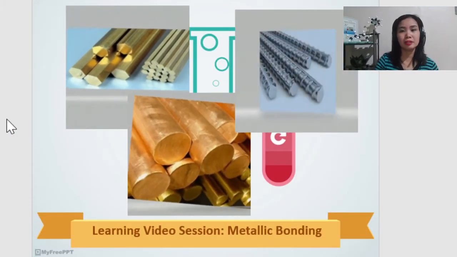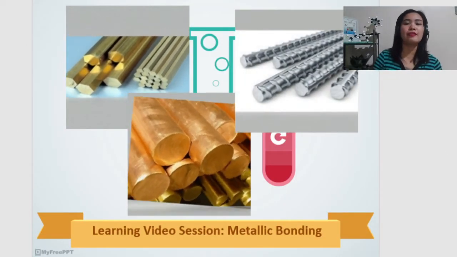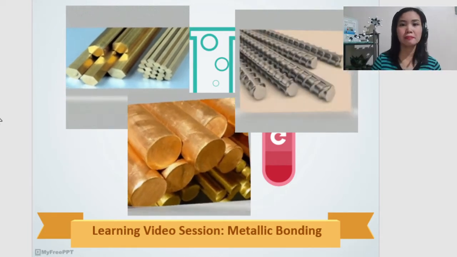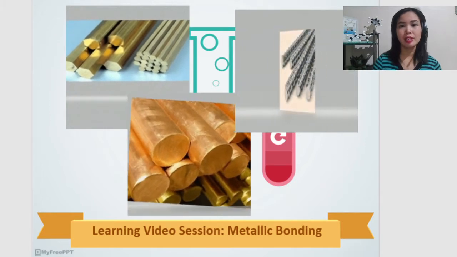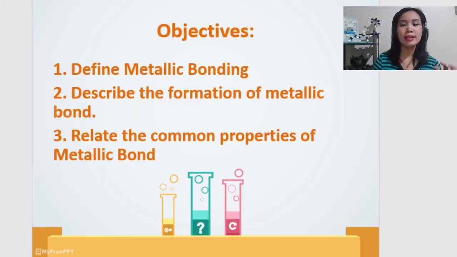So what we have here are different pictures of different compounds or products of metallic bond. Okay? Our objectives: number one, define metallic bonding. Number two, describe the formation of metallic bonds. And number three, relate the common properties of metallic bond.